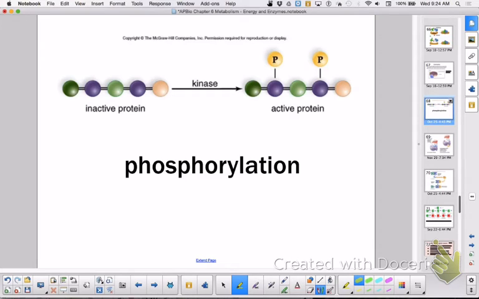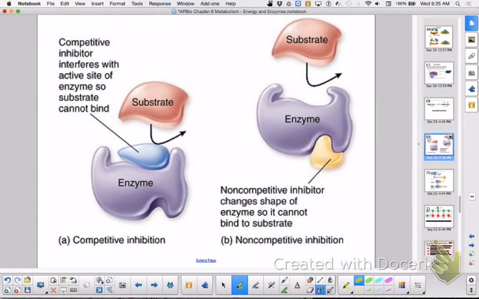All right. Now, the next part, enzyme inhibition. And remember, shutting down an enzyme is not necessarily a bad thing. You just may not need whatever that product is, so you want to switch it off. So there's a couple of different ways to regulate them. One is called competitive inhibition, and one is non-competitive inhibition. I want it to make sense to you.